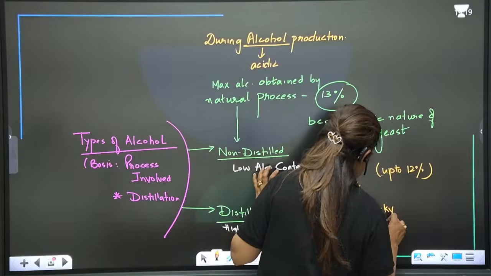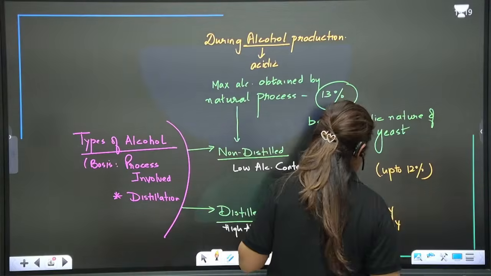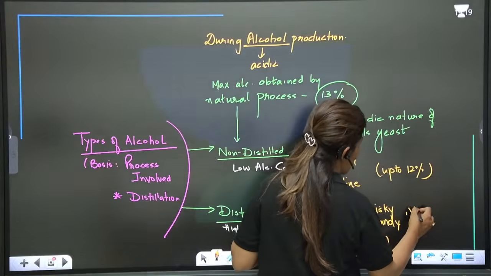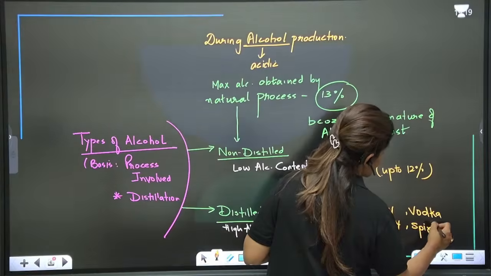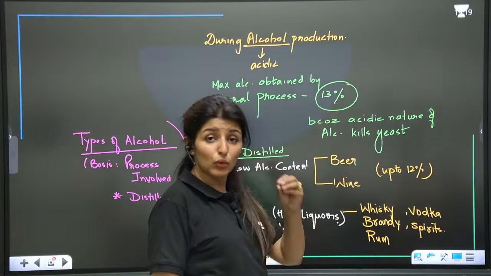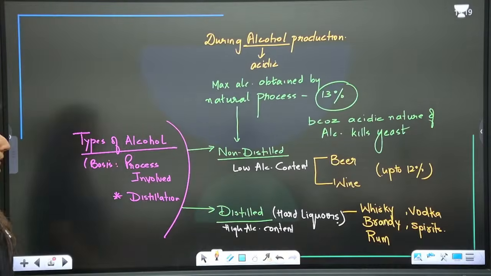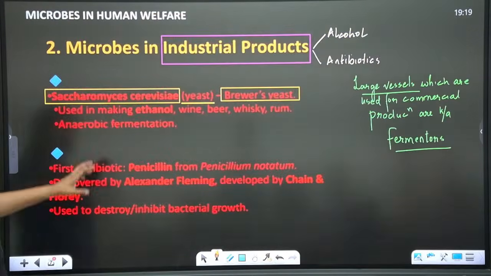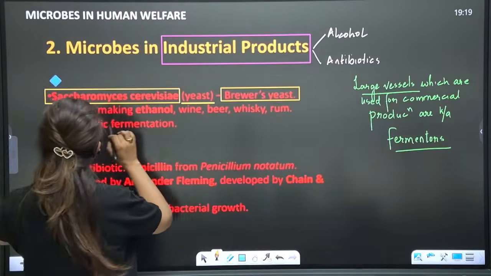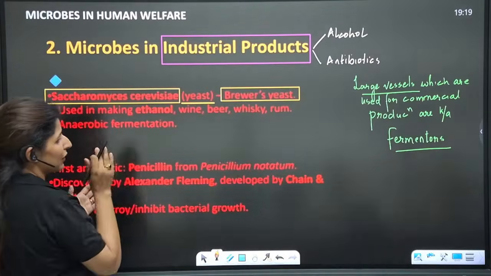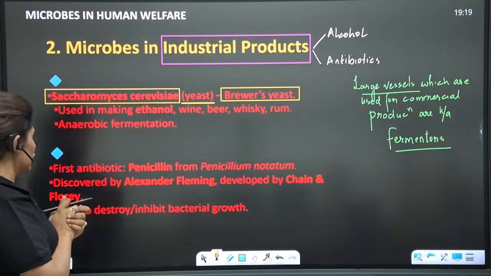Which ones are the examples of hard liquors or the distilled ones? Whiskey, brandy, rum, vodka, all these spirits, or the absolute alcohol, that is 100% alcohol, only used for laboratory purpose. They are all distilled alcohols. Are these points clear? Is this clear to all? So guys, industrial products in alcohol, used in making all these, involve anaerobic fermentation, and we have seen which types are distilled and which ones are non-distilled.